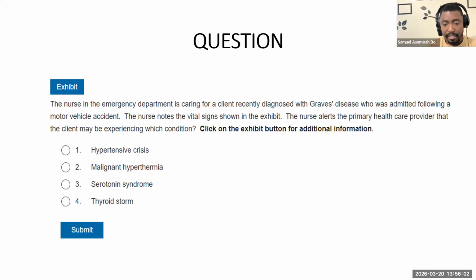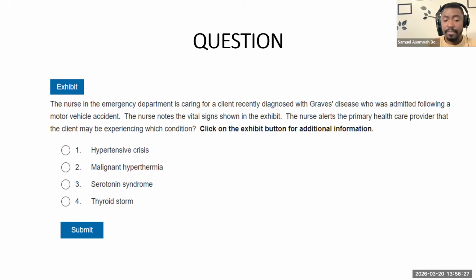So, and they've given us: the nurse alerts the primary healthcare provider that the client may be experiencing which of these. That means of all the treatment that we are going to, based on what they have here, we are going to suggest what could happen, right? Yeah. So hypertensive crisis, well, it could be true. Malignant hyperthermia, I doubt. Serotonin syndrome is another condition. Thyroid storm, what do you think? Yes, sir. Fine. Thyroid storm.